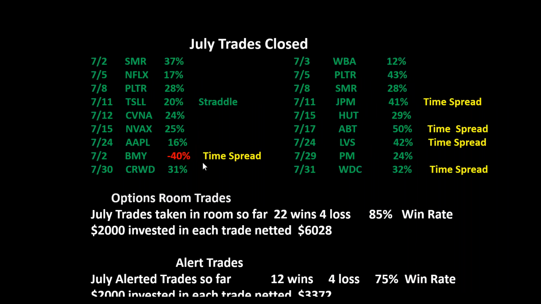Here's July. Again, July trades room. So far, we've actually completed it now, 22 and 4, 85% win rate. The alerted trades had a little bit of a weak month, 12 wins, 4 losses, 75% win rate, still netted $3,300. So still pretty nice.